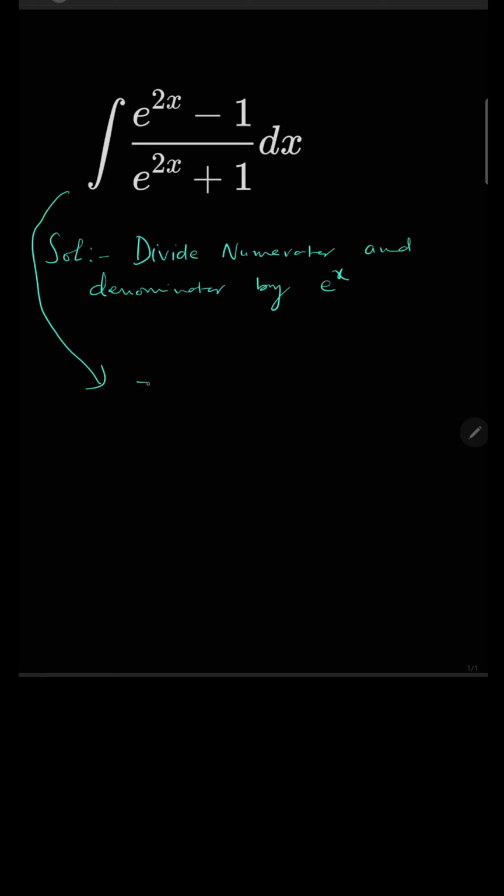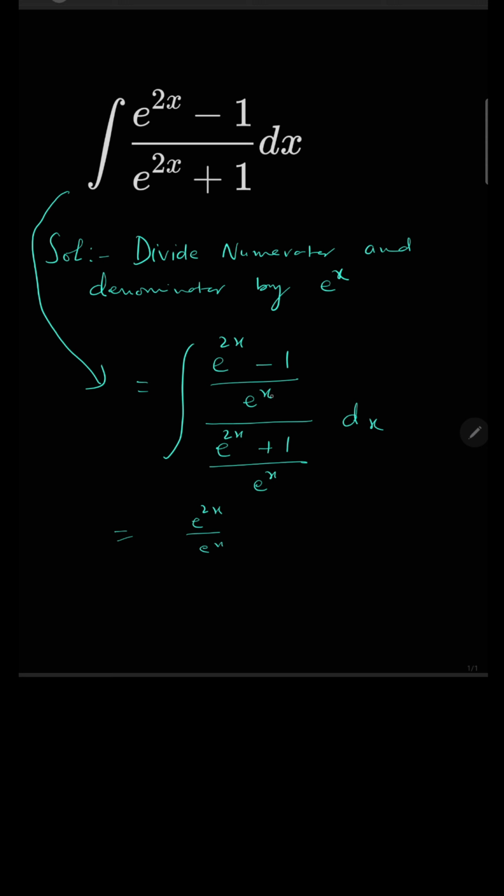We will write now: integration of (e power 2x minus 1) by e power x. In the denominator also we shall divide by the same. This dx as it is. What happens? Separately you write down e power 2x by e power x, minus 1 by e power x. Same we shall do in the denominator: e power 2x by e power x plus 1 by e power x. This dx as it is.